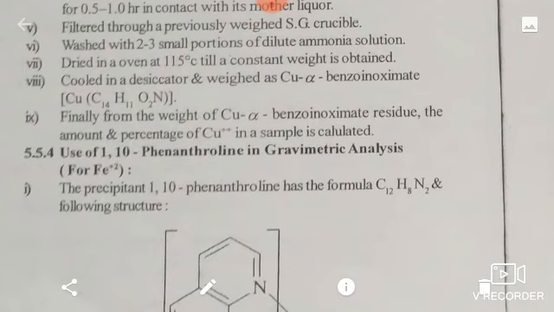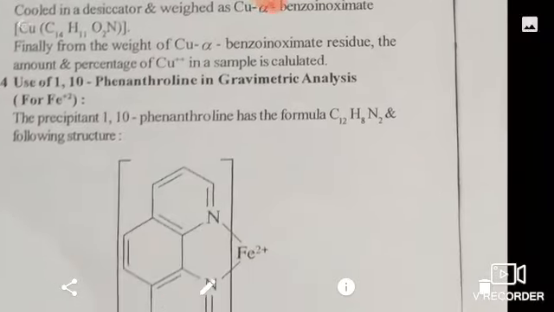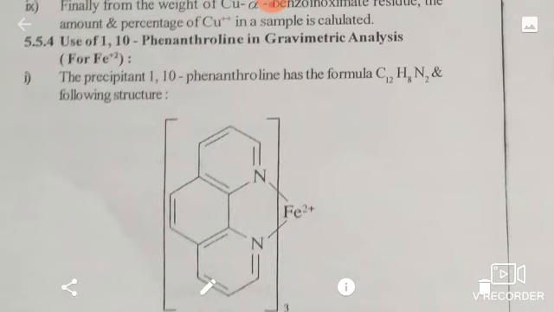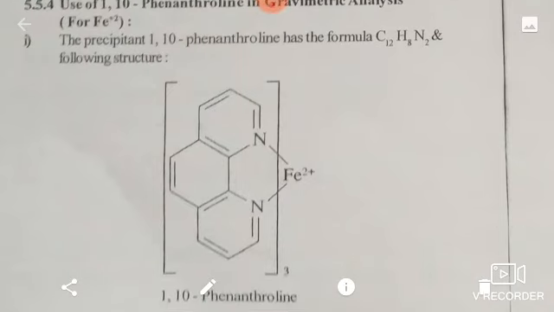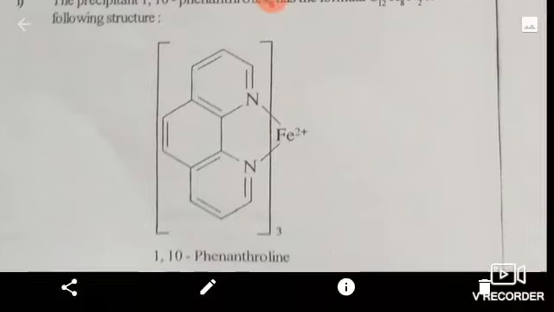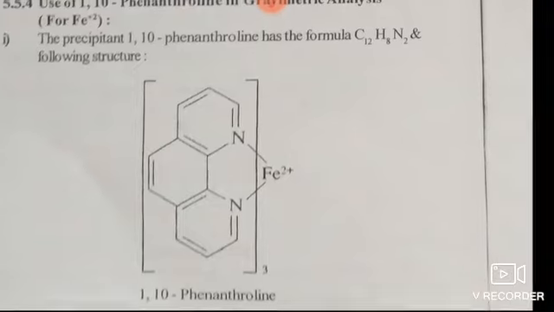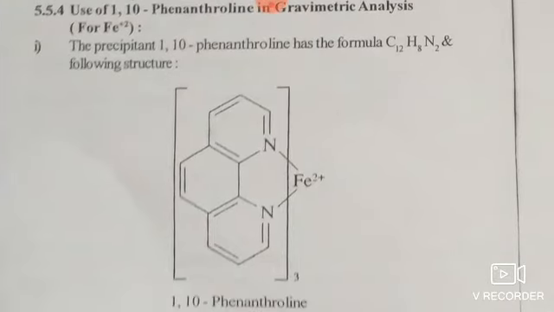Then last is 1,10 phenanthroline in gravimetric analysis for the Fe2+ ion. The precipitant 1,10 phenanthroline has the formula C12H8N2 and the following structure. This is the structure: three rings are there, at the 1 and 10 positions the nitrogen is present, and the phenanthroline ring is there. So this phenanthroline is used for the estimation of iron.